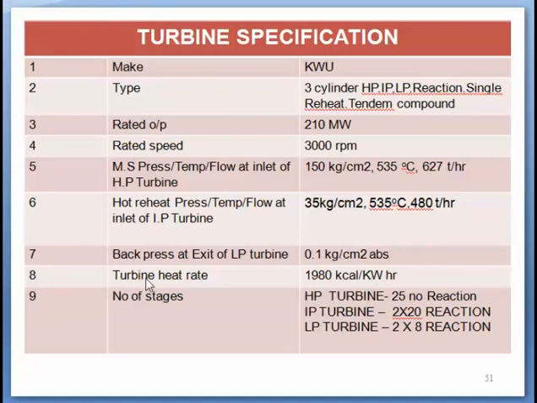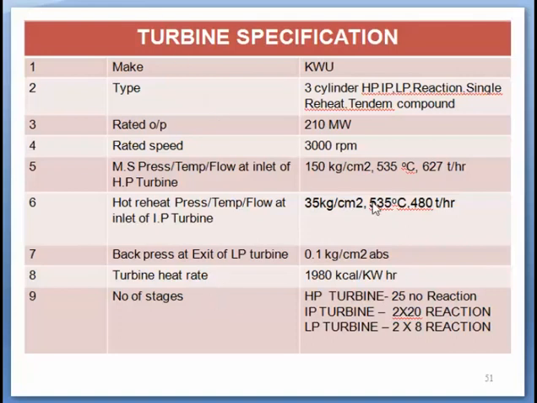Here I would like to tell something about this turbine heat rate. Basically, it is a plant performance parameter. It is defined as the heat input required to generate 1 unit of electric power output, or we can say heat rate is heat input in the boiler in kilojoules divided by electrical output from the generator, that is in kilowatt hour.